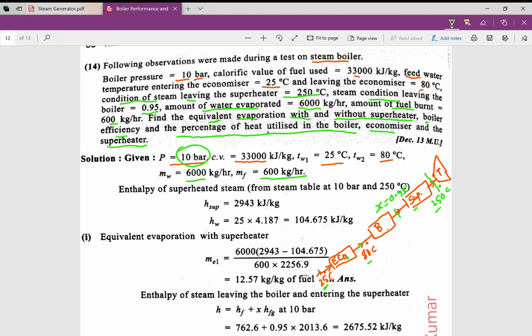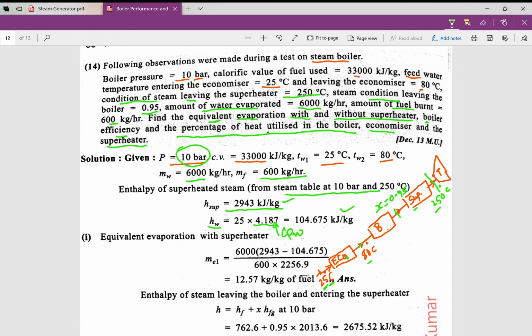Okay. So dear students, from steam table at 10 bar and 250 degrees centigrade, directly we can get this value, that is from superheated steam table. Okay, now at this 25 degrees centigrade initial temperature, we can calculate value of HW by multiplying by 4.187, that is value of your CPW, specific heat of water. It comes like this, right?